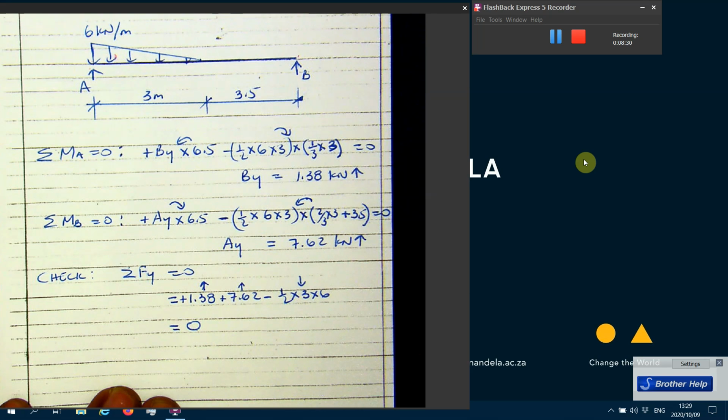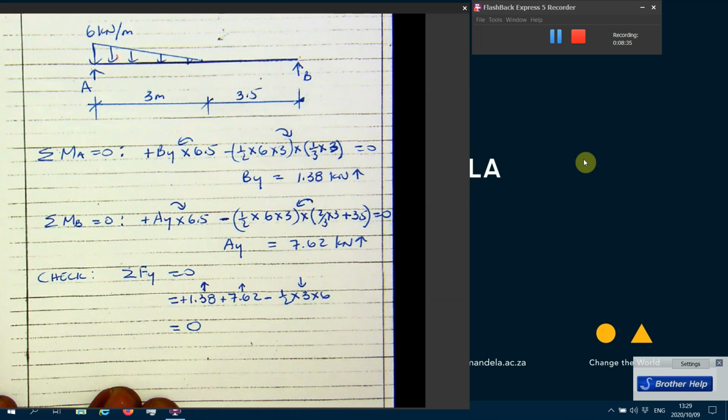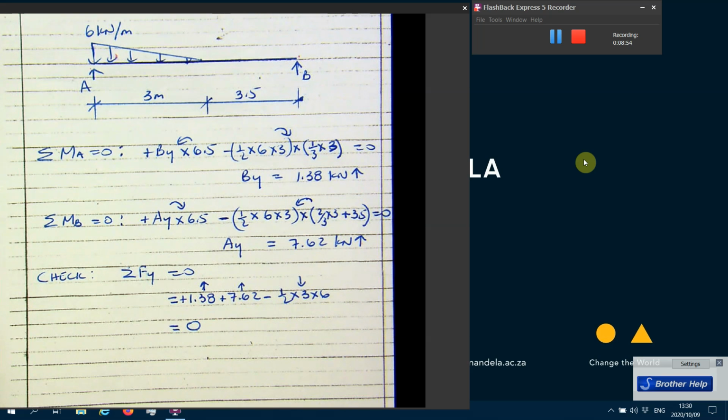Again, remember, signs are not important. If you are getting a negative sign, make sure you just change the direction of your assumed reactions, because we assume the direction of our reactions, and if you get a positive answer, indeed our assumption is correct. If you get a negative answer, that means our assumption is incorrect. I hope I have explained the concept of UDL.